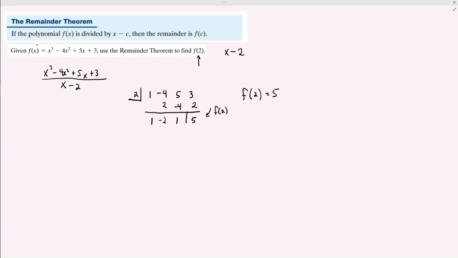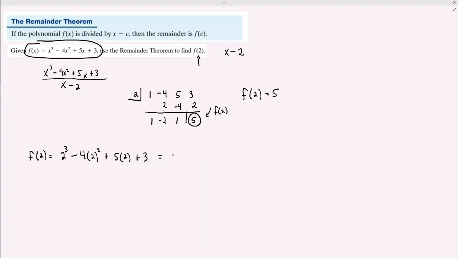Let's just go back to the old-fashioned way of calculating f of x. So I'm just going to take f of 2, and we'll verify that, yes, we get a 5 out of that. So f of 2 would be 2 cubed minus 4 times 2 squared plus 5 times 2 plus 3.